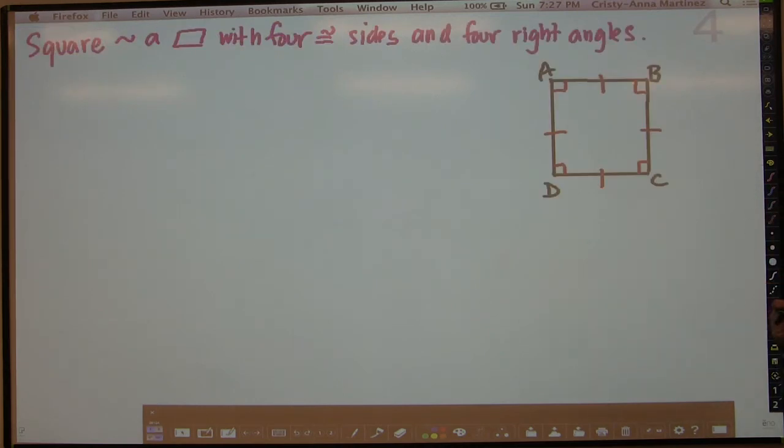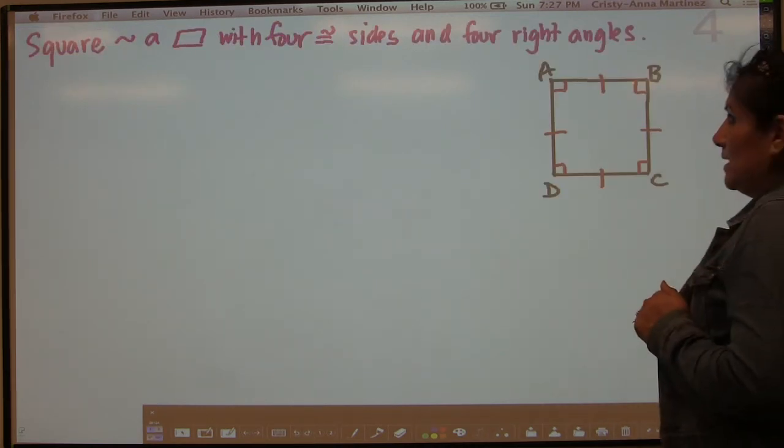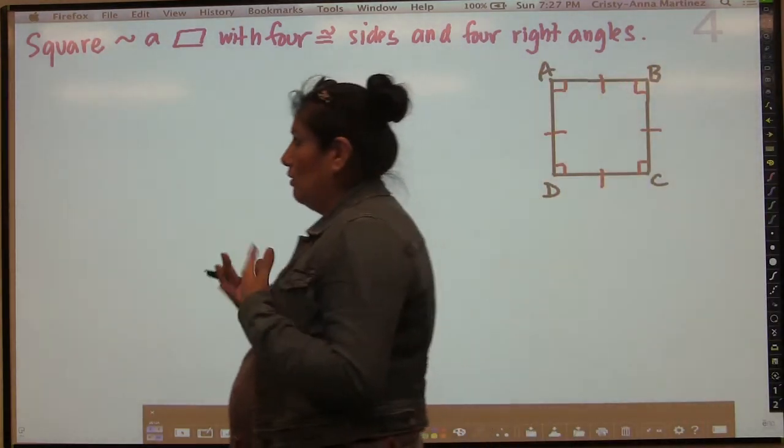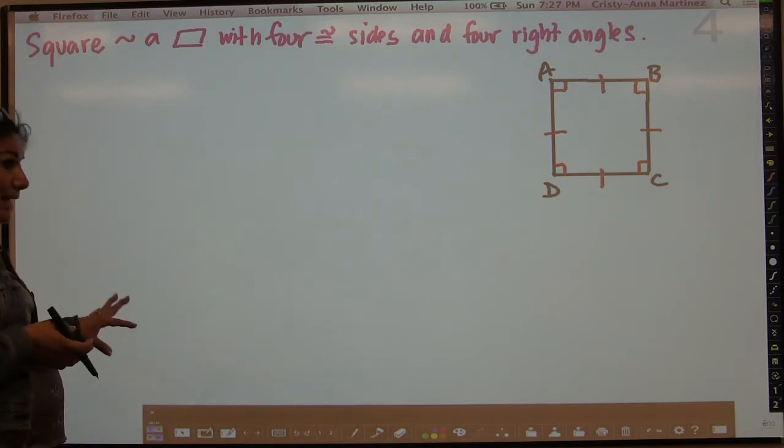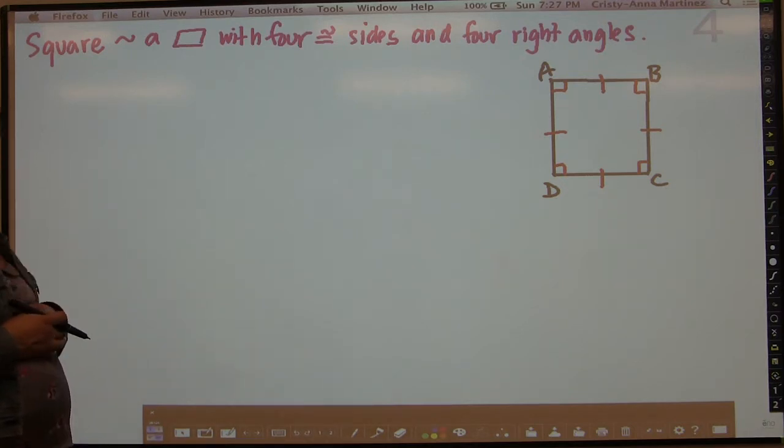Okay, now we're going to move on to squares. Like SpongeBob Squaresy Pants. That's how my niece says it, so I'm sorry. But anyway, square. A square is also a parallelogram. And like a rhombus, it has 4 congruent sides. But also like a rectangle, it has 4 right angles.